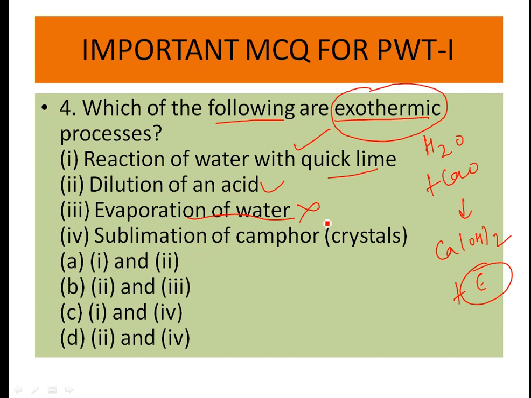Sublimation of camphor is a physical process because no new substances are formed there. So the correct processes are the first and second. So the correct answer here is A, first and second.